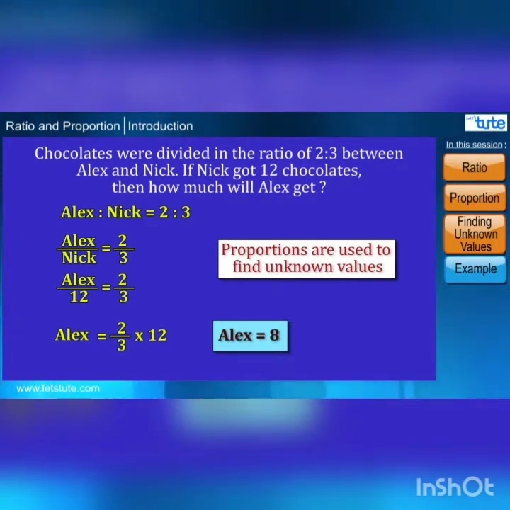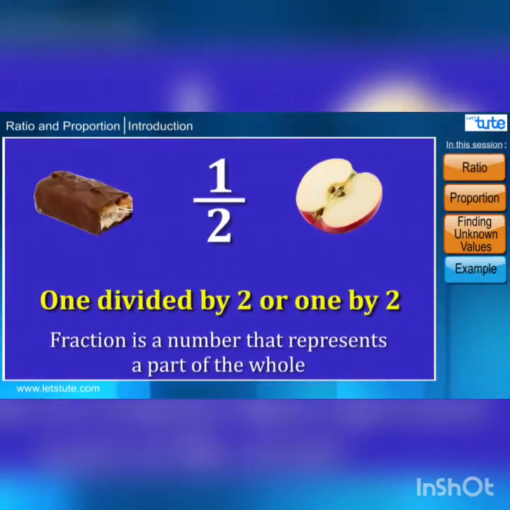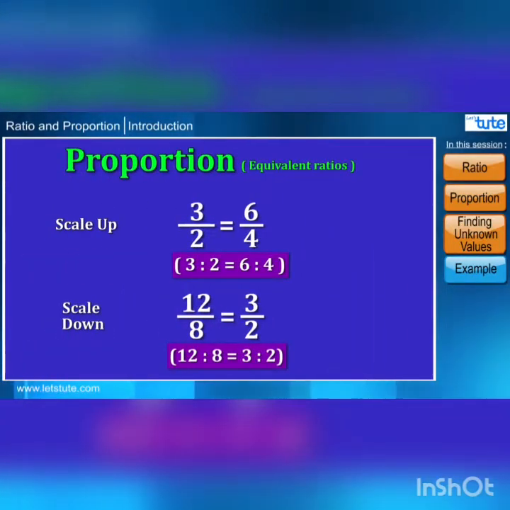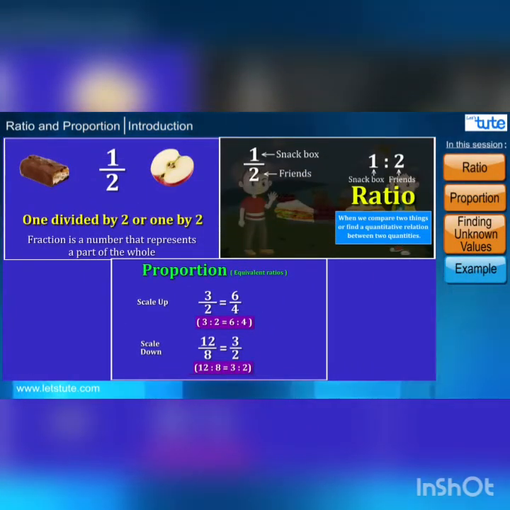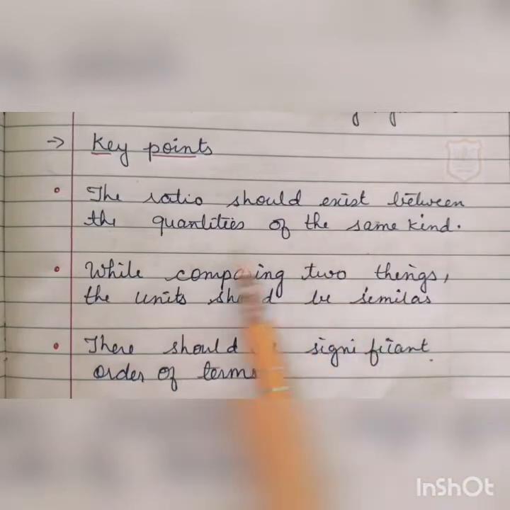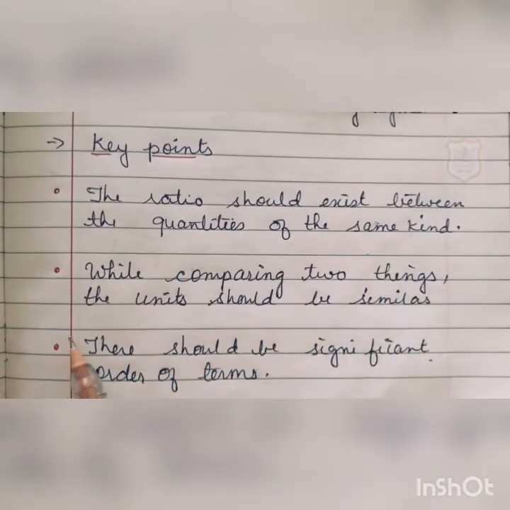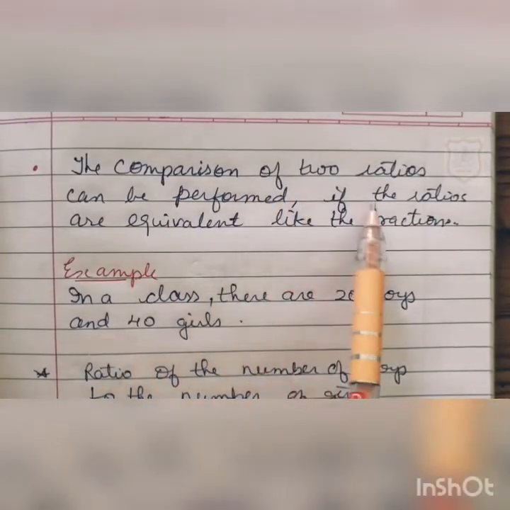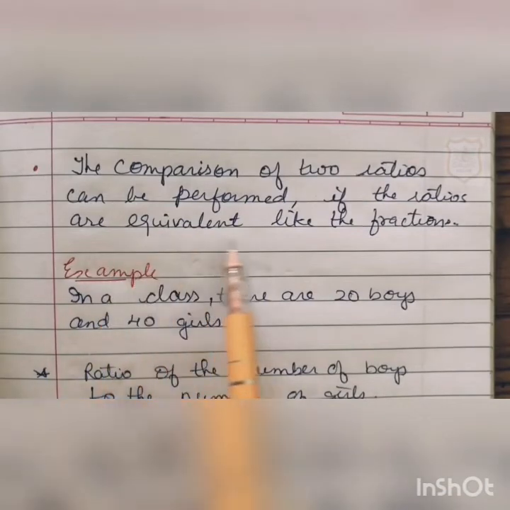Well, I hope now you guys are completely clear about what is a fraction, what is a ratio, and what is proportion, and also the difference between all the three. Next are the key points. Number 1, the ratio should exist between the quantities of the same kind. The kind should be the same. Second, while comparing two things, the unit should be similar. There should be a significant order of terms, and the ratio does not have a unit. Now, the comparison of two ratios can be performed if the ratios are equivalent, like the fractions.